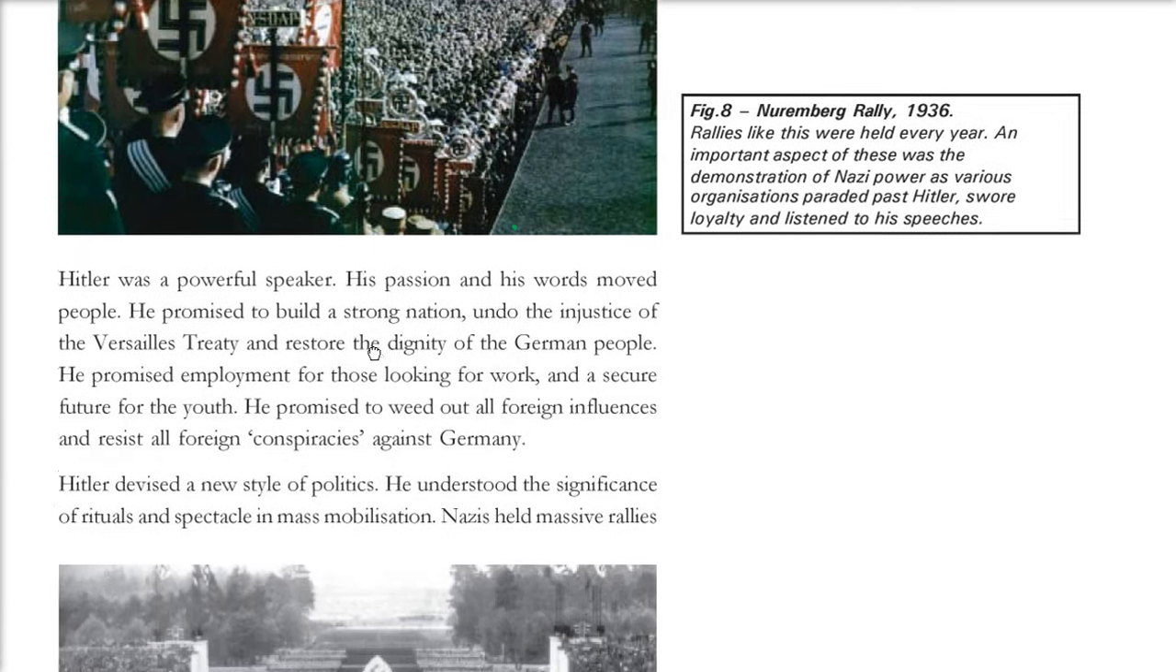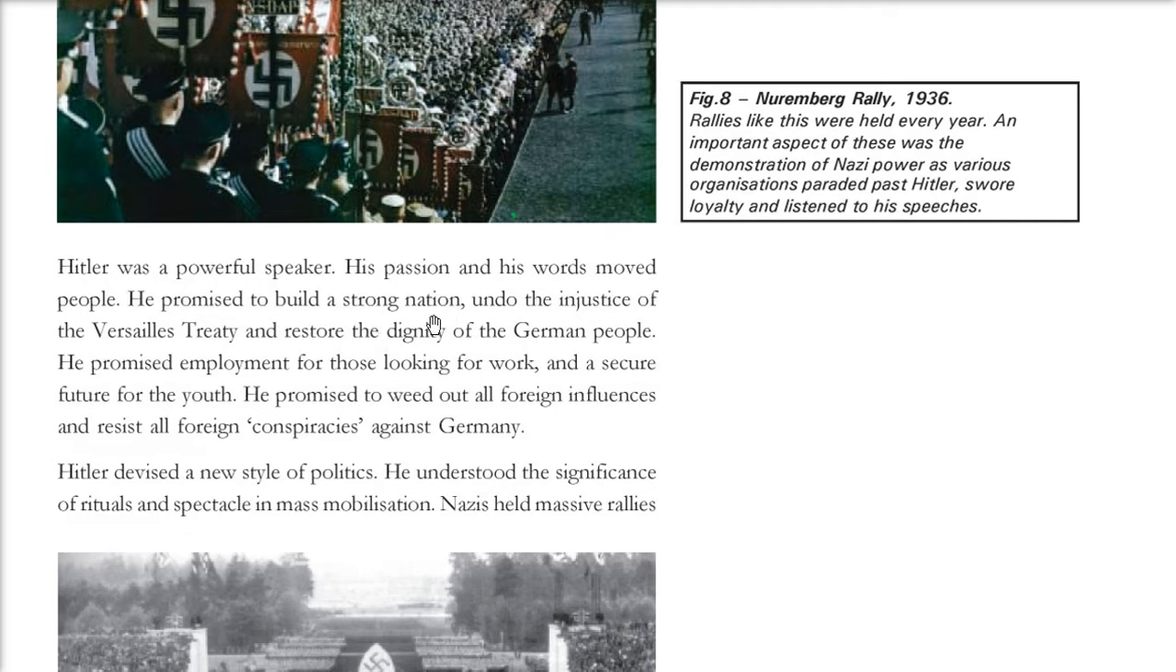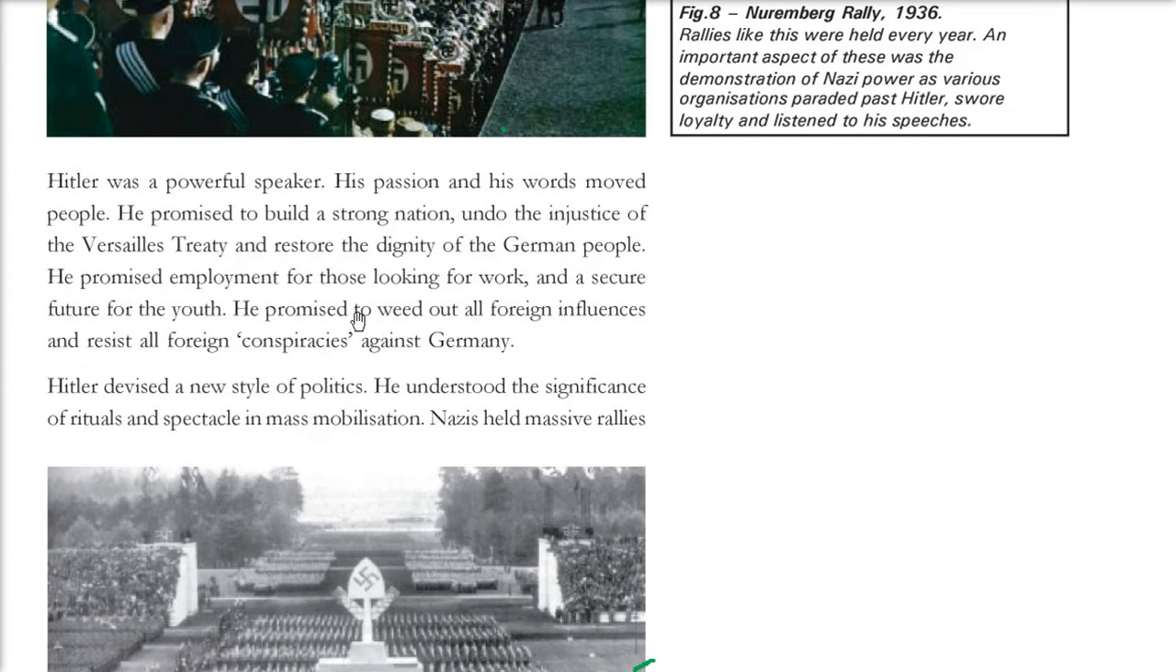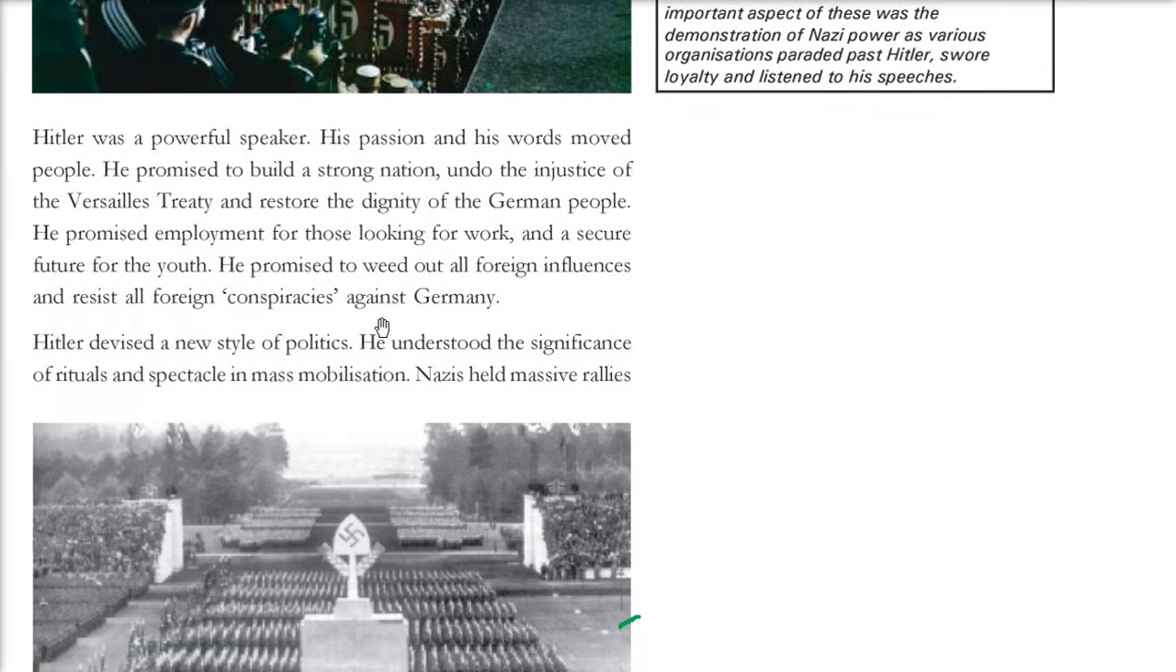He promised that he would build a strong nation, and for the injustice the German people went through with the Versailles Treaty, he would restore their dignity. He promised employment and a secure future for the youth. He also promised to weed out all the foreign influences and the conspiracies against Germany. So it was a new style of politics.